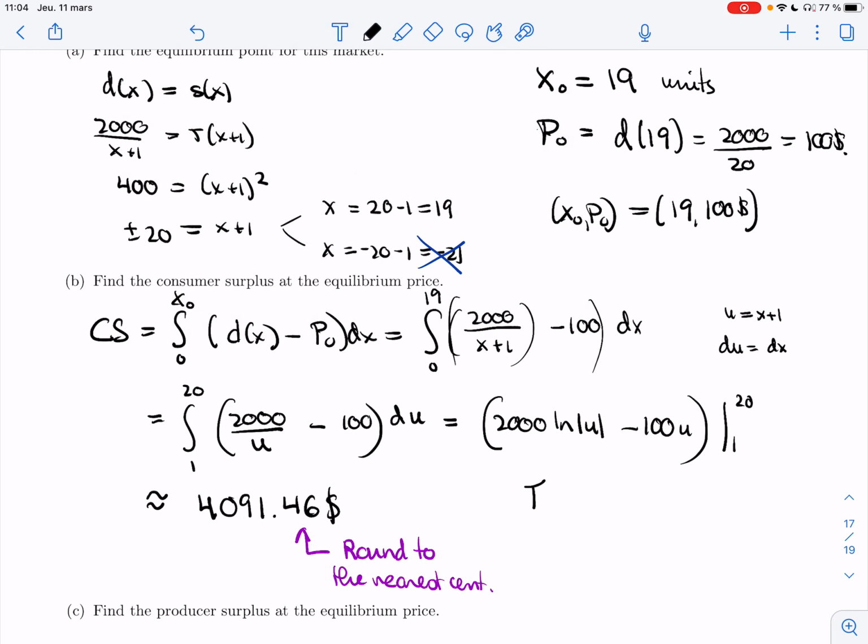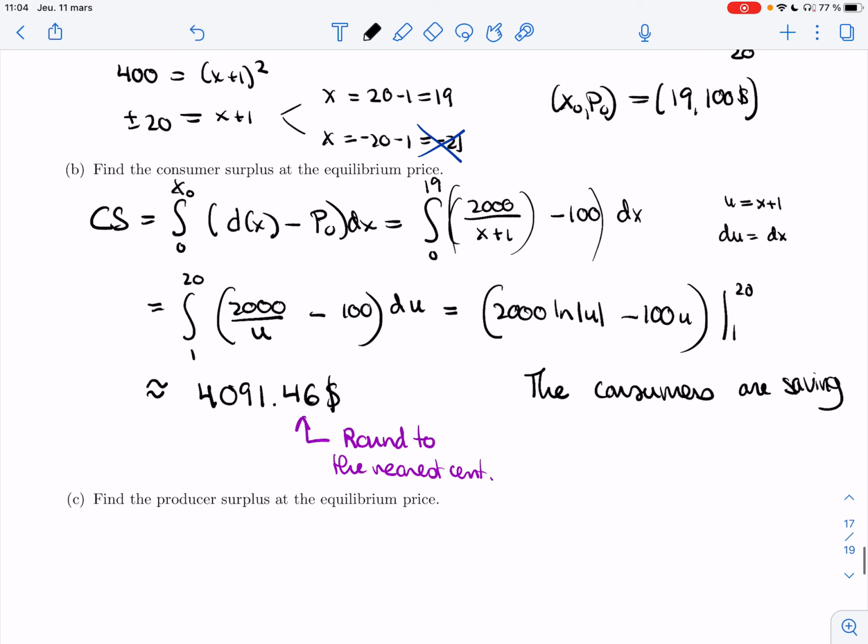And so the consumers are saving $4,091.46 when paying $100 instead of their maximum price.